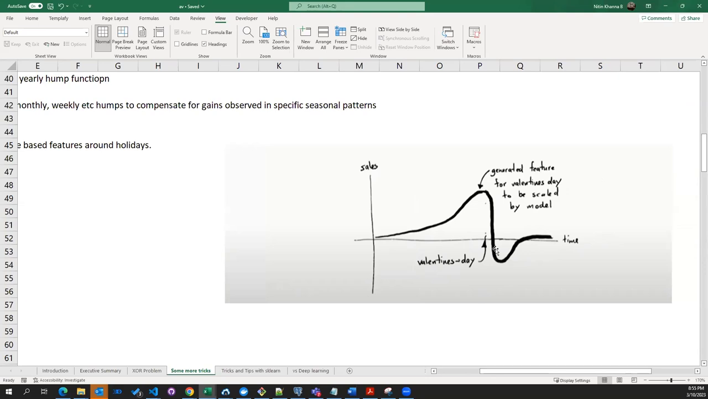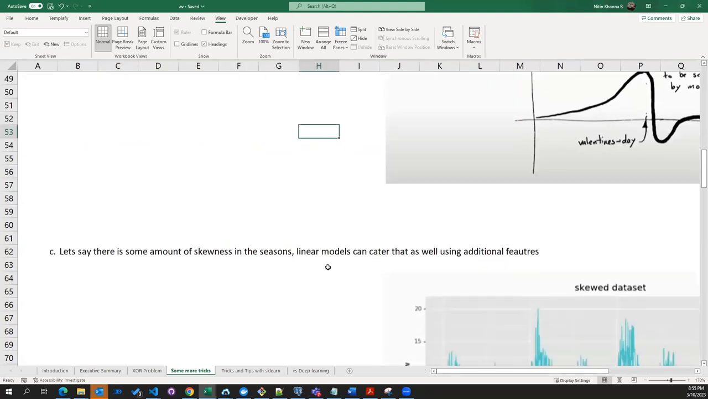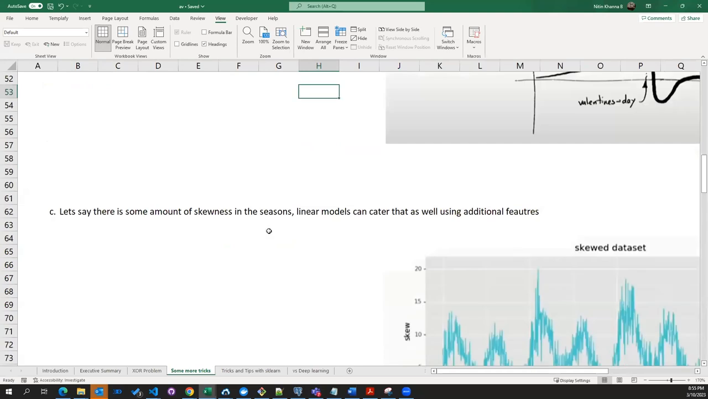So that's why these kind of waves help us for explaining the impact of certain events, certain festivals, and certain, let's say, holidays as well. Sometimes holidays as well, yes.